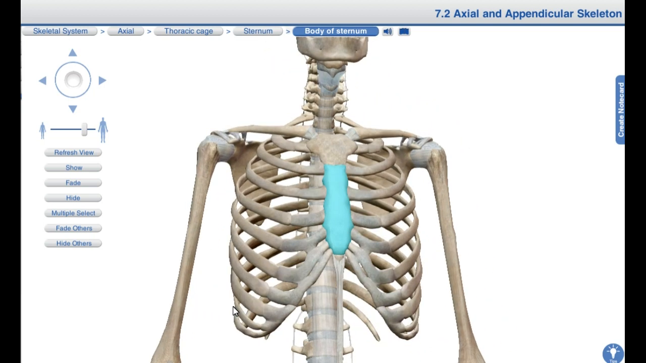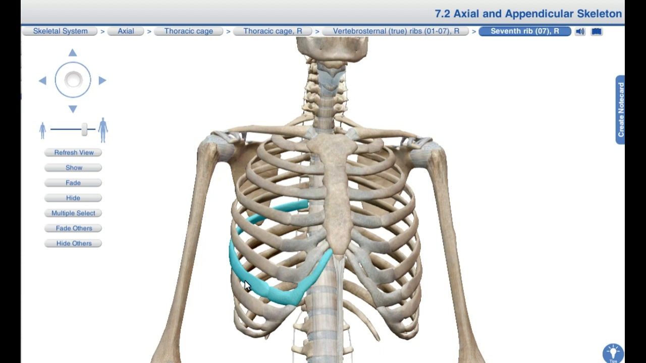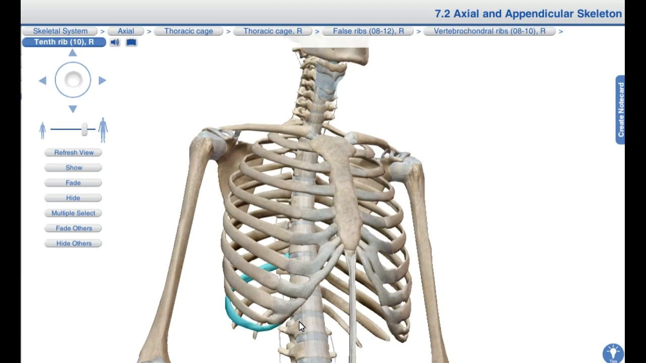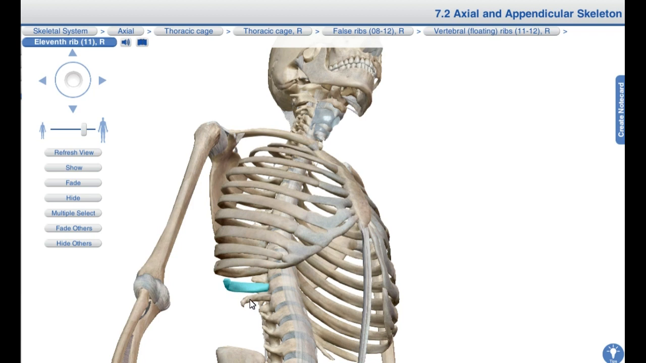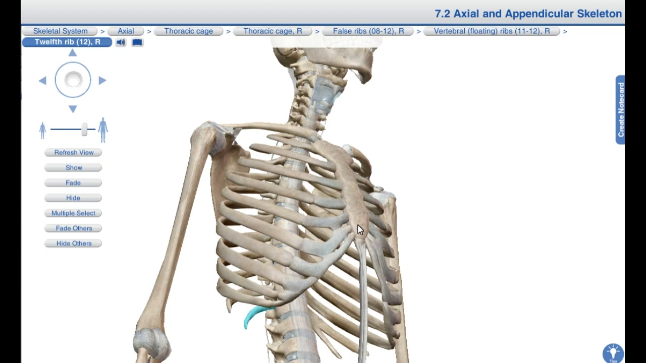In other words, we can call them the true ribs, which have the true articulations, 1, 2, 3, 4, 5, 6 and 7. These have true articulations with the sternum and the vertebrae. And we have the 5 false ribs, which are present here, 1, 2, 3, 4 and 5. These are considered the false ribs, which do not have a true articulation to the sternum, and are only articulated through the cartilage.